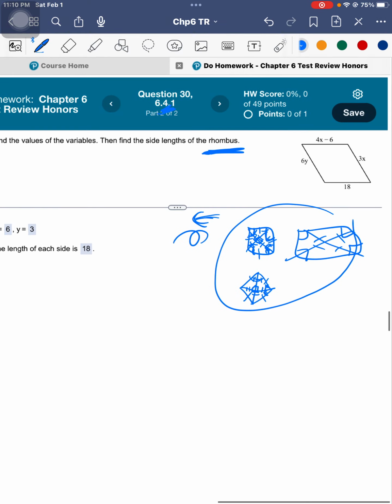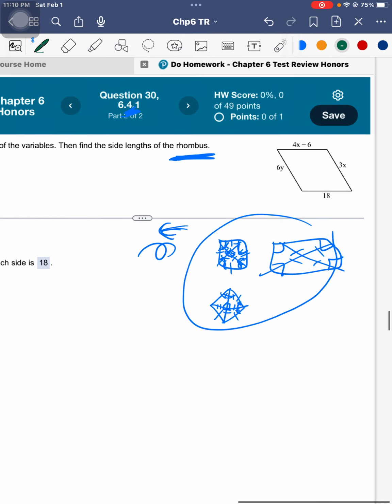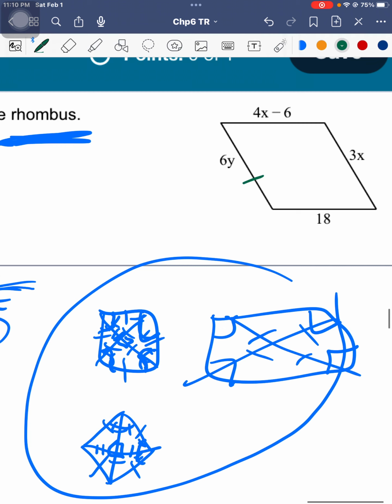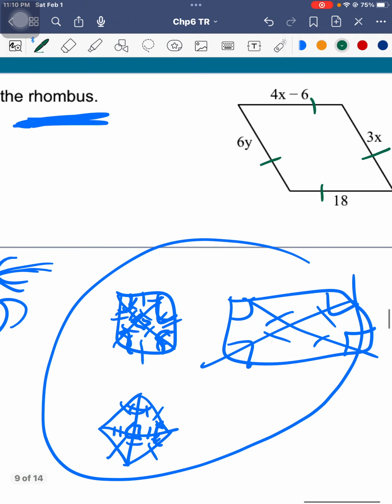Okay, so that was a little review. So let's go back to the problem that we're doing. Find the side lengths of the rhombus. Well, I know that all the sides are the same, so let's set them equal to each other. So I have that 4x minus 6 is equal to 18, and I also have that 6y is equal to 3x. So I'm going to do this one because I only have one variable, x, instead of this one, which has a y and an x.